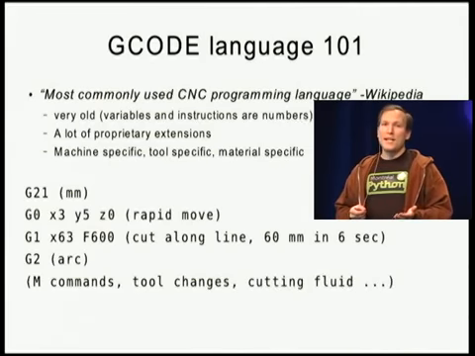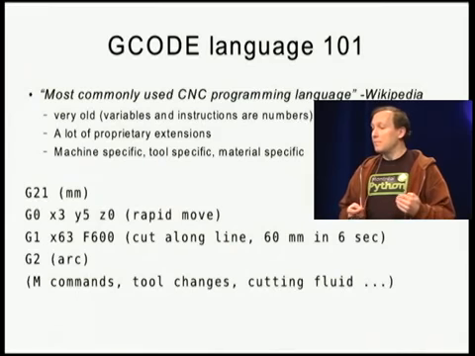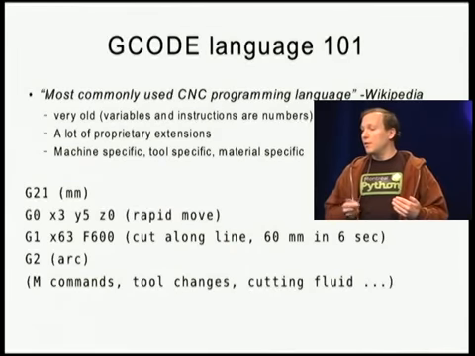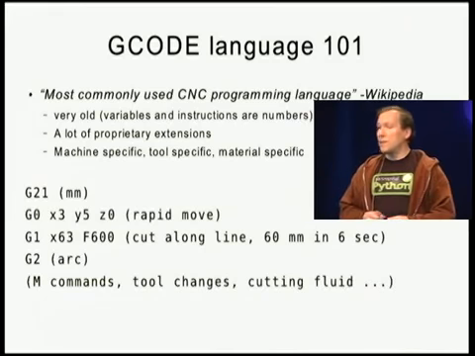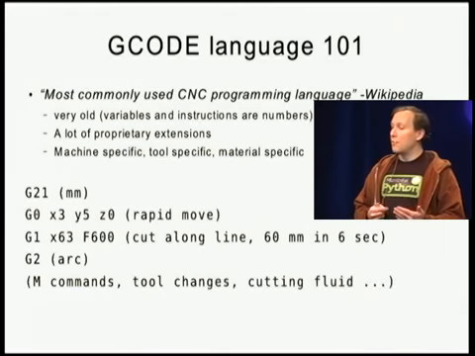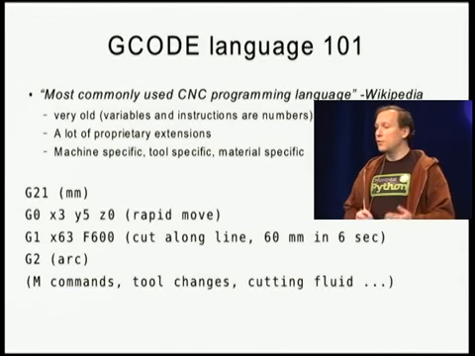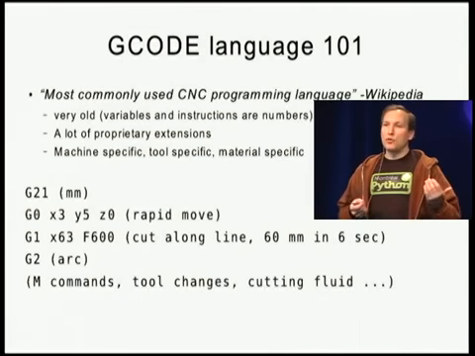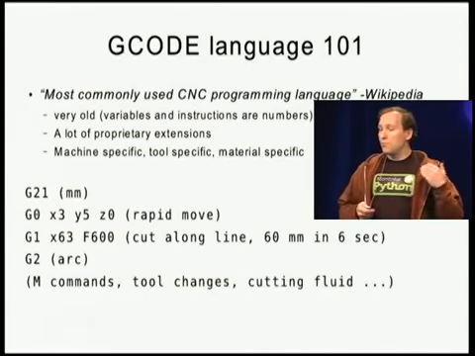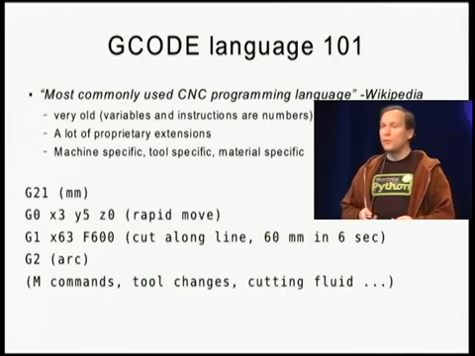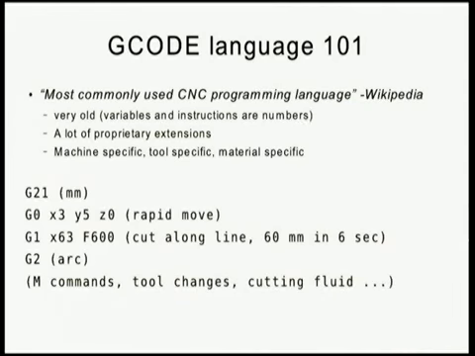The G1 command is a linear cut, and you have to give it a speed, and in this example, it will advance 60 millimeters in about 6 seconds. You have other commands like G2 and G3 to do circular arcs, and commands to control your spindle, put on cutting fluid, tool changes, and different other things.